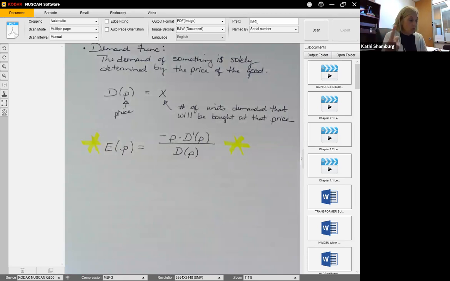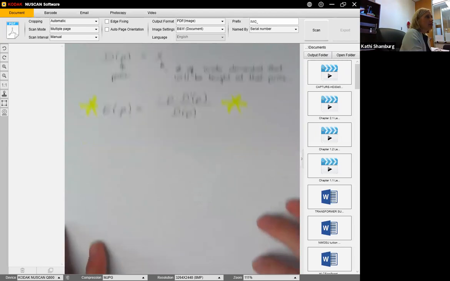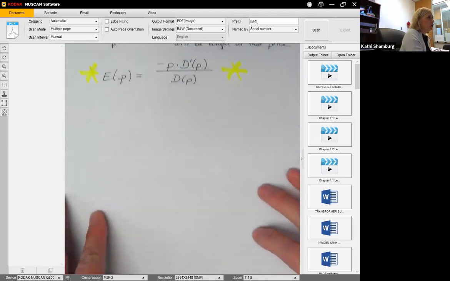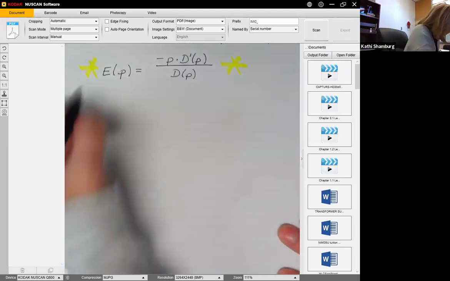Is it greater than 1, which means it's elastic, so we lower prices? Is it less than 1, which means it's inelastic and we raise prices? Or is it equal to 1, which means that's where our revenue is maximized and it is unit elastic? So that's what we're looking for. All right, so let's take a look at an example applying this.